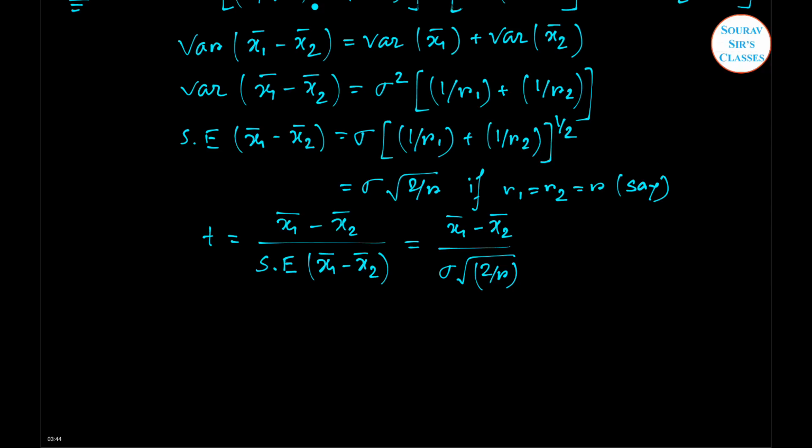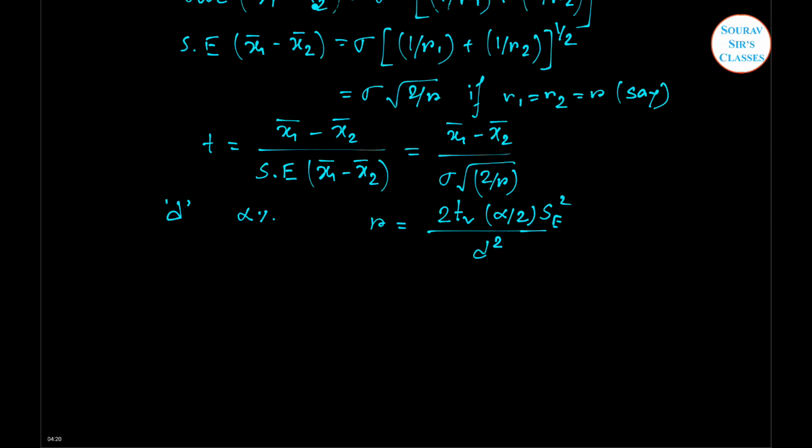In that case, the approximate minimum number of replications required to detect a specified difference, called small d, between the treatments at alpha percent level of significance is given by the formula, where small r equals 2 times small t v, alpha by 2, into sigma square by small d square, where sigma square is the error variance per unit and t v alpha is the right tail critical value of small t at alpha level of significance, and small v equal to error degrees of freedom.